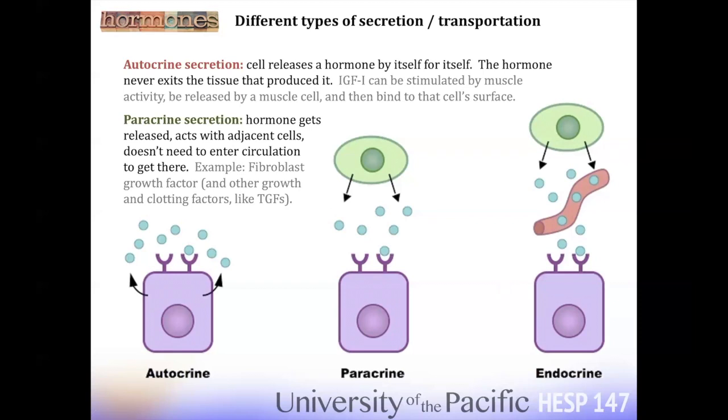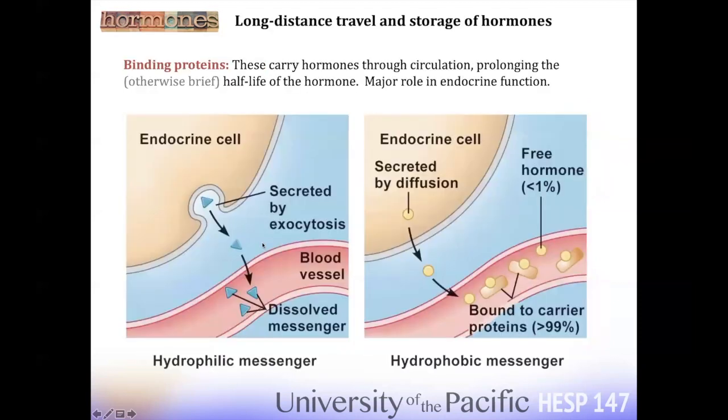I mean, stuff like myostatin can work in all three situations: autocrine, paracrine, and endocrine. But as long as you know the difference in how those work. Now, okay, back to the idea of binding proteins. They will prolong the half-life. The lifespan of these hormones can be pretty brief, and being carried on a binding protein can prolong that a little bit.